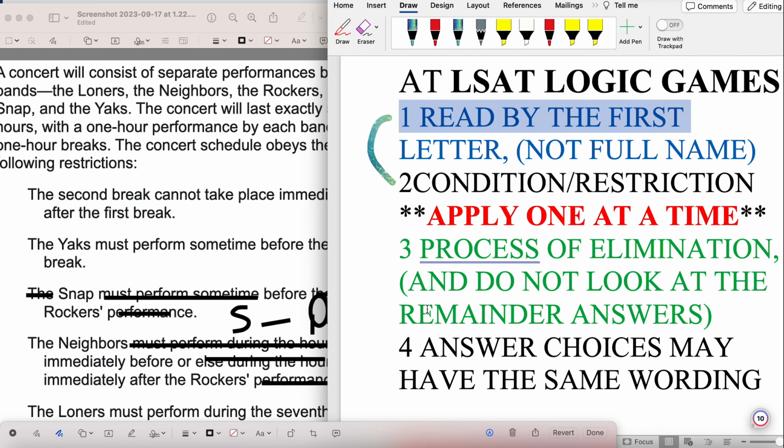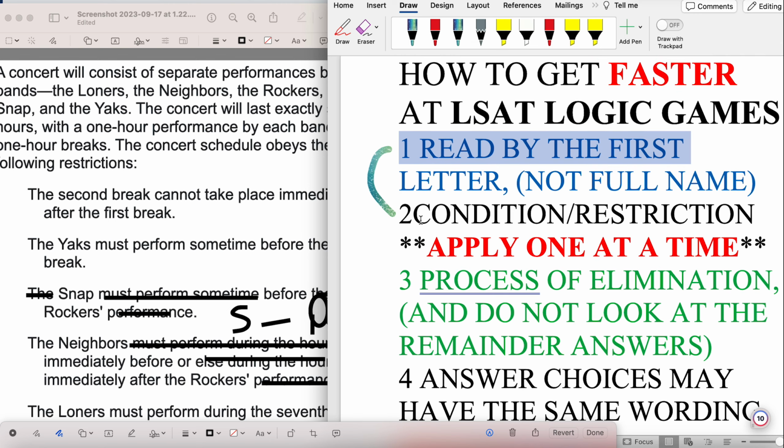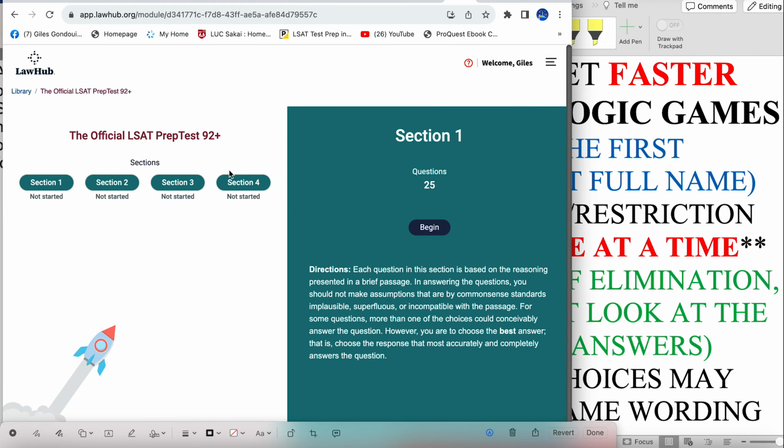So right now, having gone over briefly how to get faster at logic games, I'm going to apply it to a scenario. We're going to dive into Law School Admission Test 92, and I'm going to try to do it as quickly as possible, showing you guys this method.